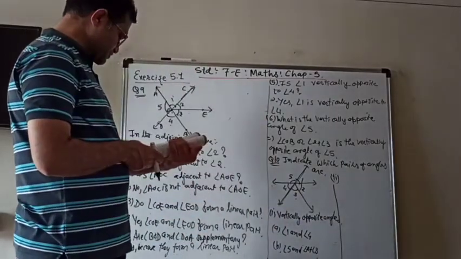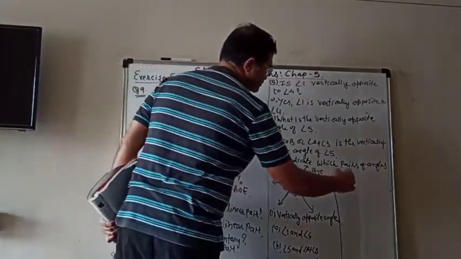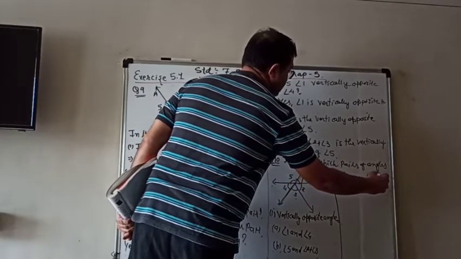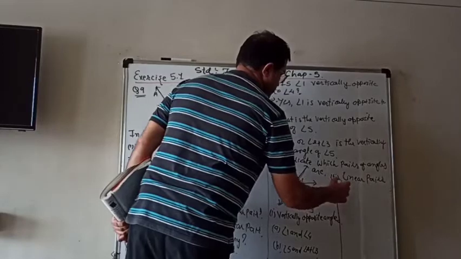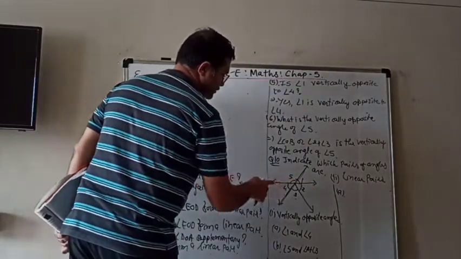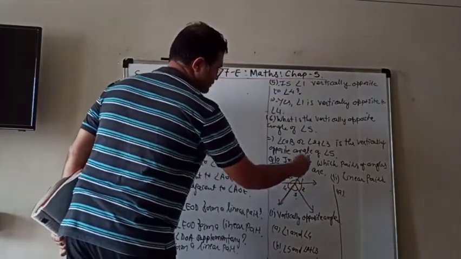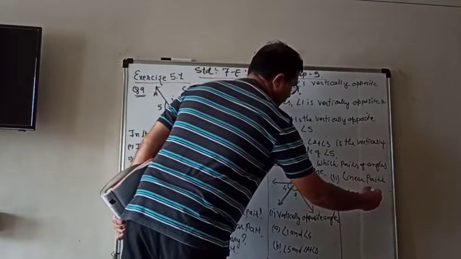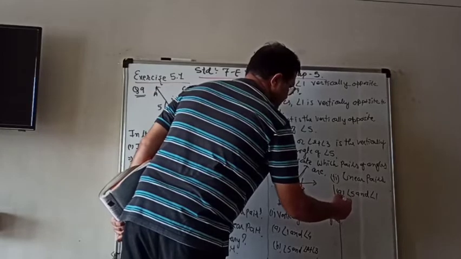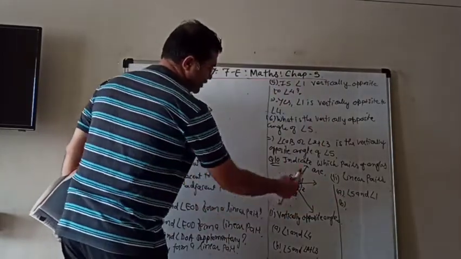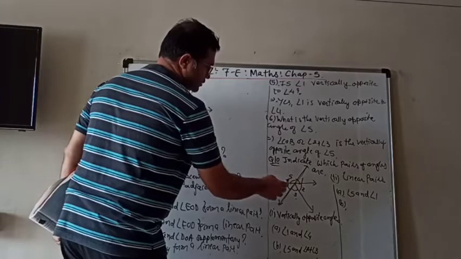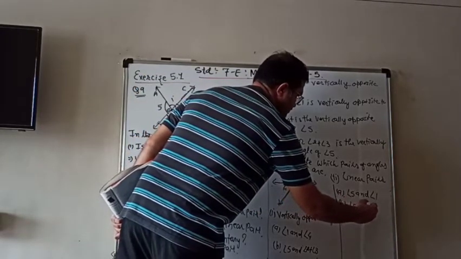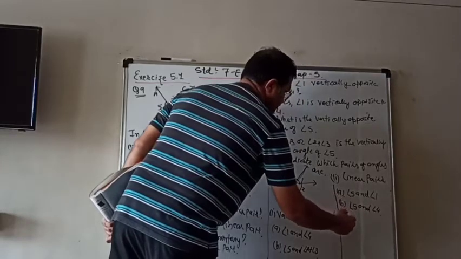Second question is linear pairs. So let's see. You can see that 5 and 1 are making that line. So first angle 5 and angle 1. Then let's see what else. You can see 5 and 4 also. Angle 5 and angle 4.